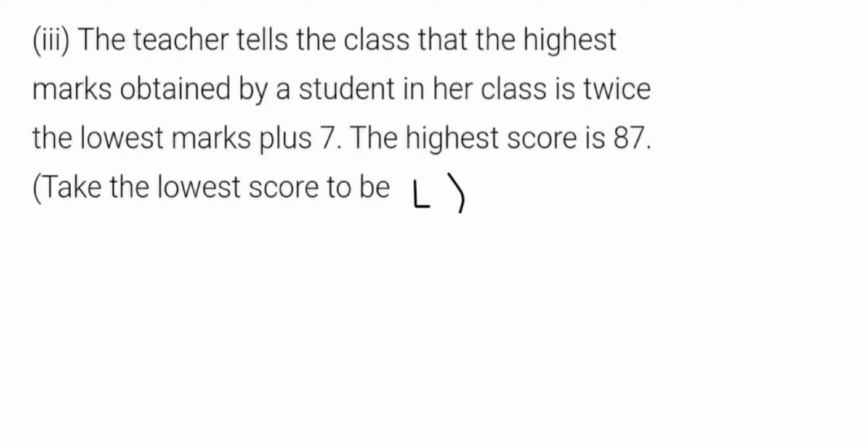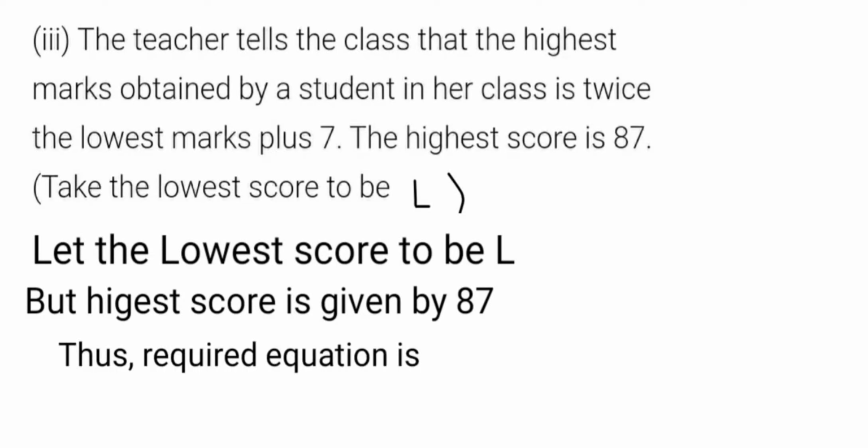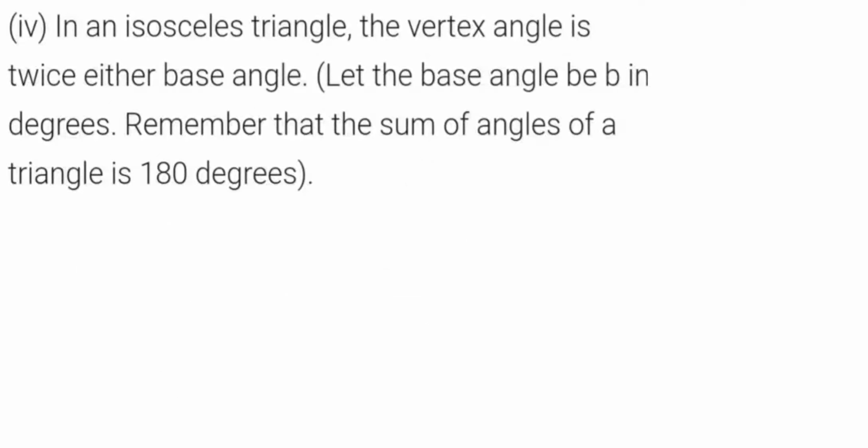The teacher tells the class that the highest mark obtained by a student in her class is twice the lowest mark plus 7. Find the highest score. The highest score is 87. Let the lowest score be L. The highest score is given by 87, twice the lowest mark plus 7. You can take the lowest mark as L. So twice the lowest mark, 2L plus 7, that is equal to 87.